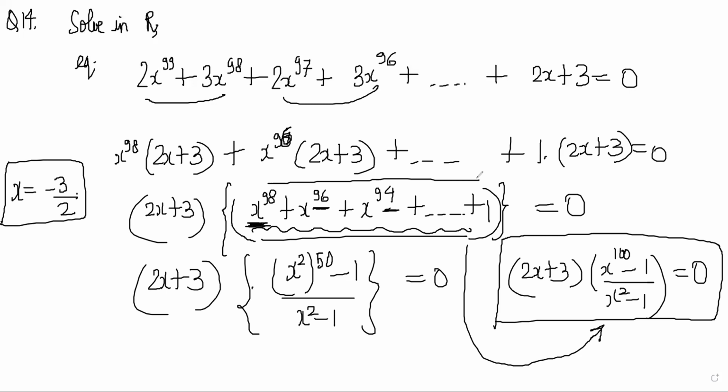The solve in R was said in the question. So when we solve in R, the only possible real root for us is x is equal to minus 3 by 2. Because this expression will have only imaginary roots. So fairly straightforward question once you know how to basically take common correctly. If you're taking common correctly, you will find the answer. Okay, let's go ahead.